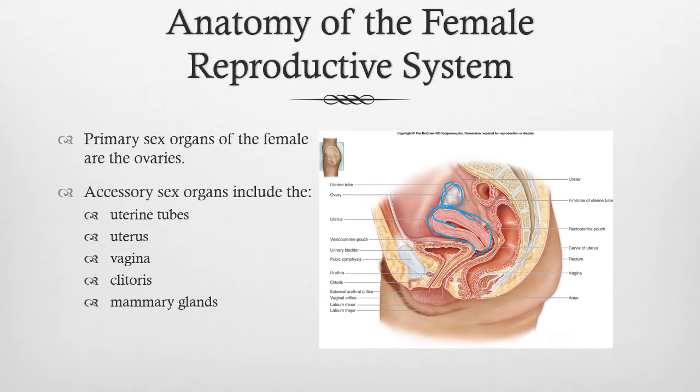In order to get the sperm cells to the uterus, we need to be able to get them in through the vagina. That then allows for the sperm cells to make their way into the uterus and then eventually up into the uterine or fallopian tubes themselves. Other accessory organs we have are things like the glans clitoris and then the mammary glands.